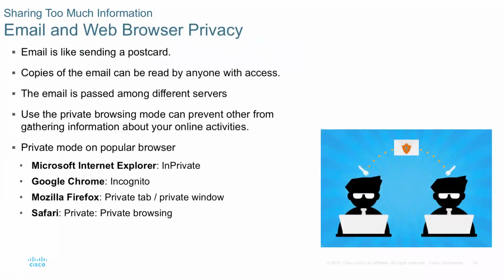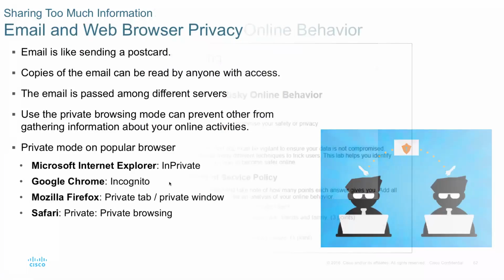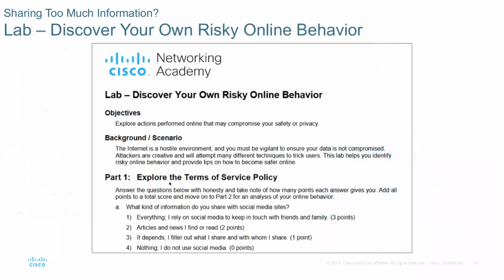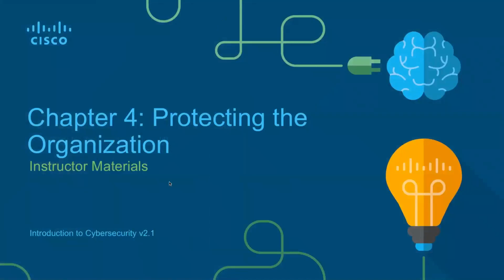This is interesting because if your email is like sending a postcard, any copies of the email can be read by anyone with access. Emails pass along different services, but there are private browser modes that you can use to prevent others from gathering information about your online activities. And we'll look at Google Chrome's incognito in just a second. This is that survey that I talked about where you will gain points. And that's the end of that chapter.